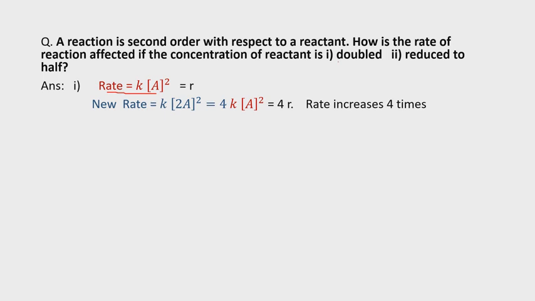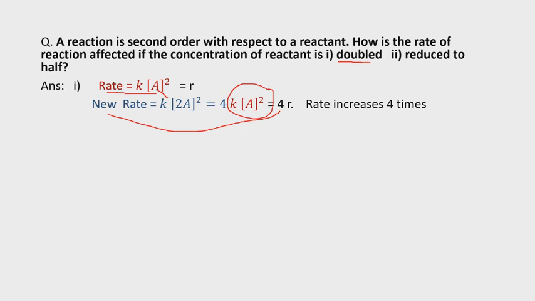When A is doubled, it means A becomes 2A. Put 2A in place of A and you will get the new rate. New rate equal to K into 2A whole square, equal to 2 square, 4K A square. This K into A square is equal to R. So the new rate becomes 4 times the initial rate. So the rate increases 4 times.